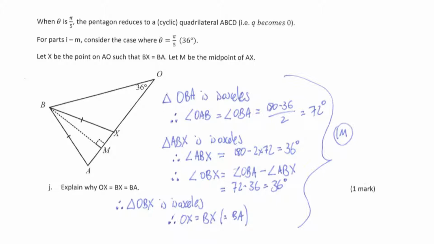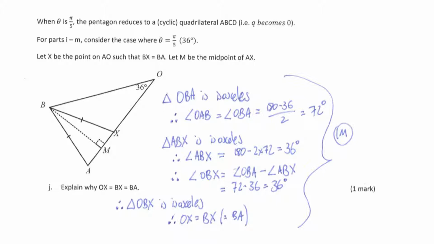So firstly, we know OBA is isosceles, so the angle at A is 72 degrees, and OBA is also 72 degrees. Now we know ABX is also isosceles, so the angle BXA must be the same as the angle BAX, which is 72 degrees. So we can work out the angle XBA, the vertex of that isosceles triangle, to be 36 degrees. If XBA is 36 degrees and OBA is 72 degrees, it means OBX must be also 36 degrees. Aha!